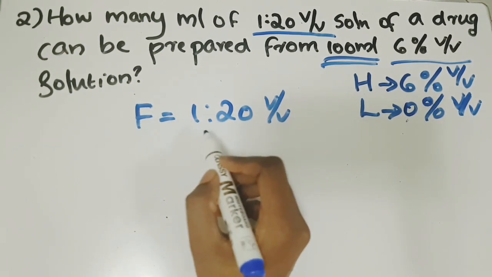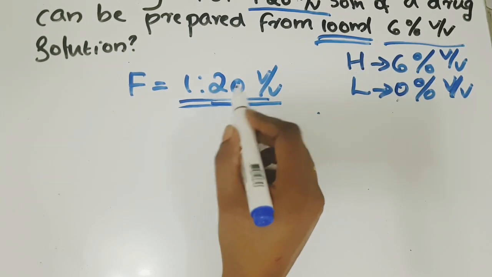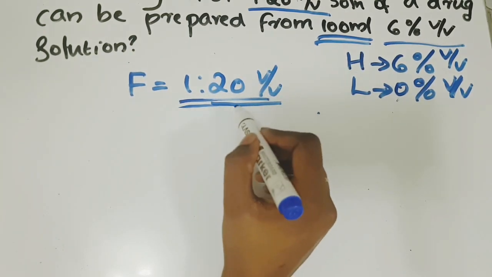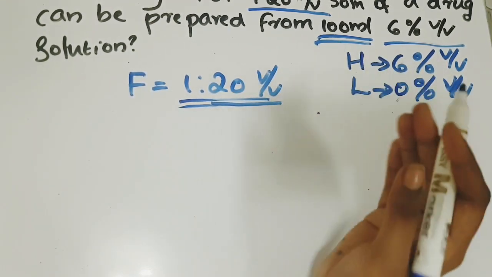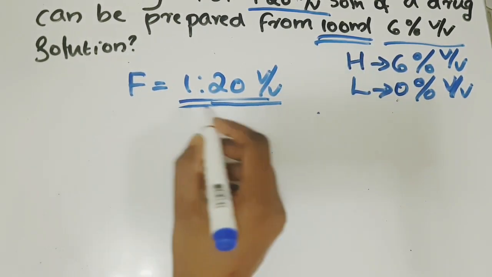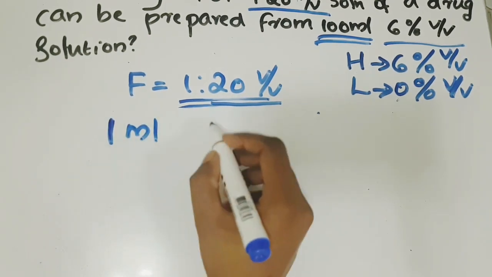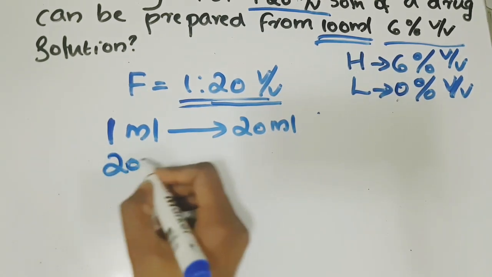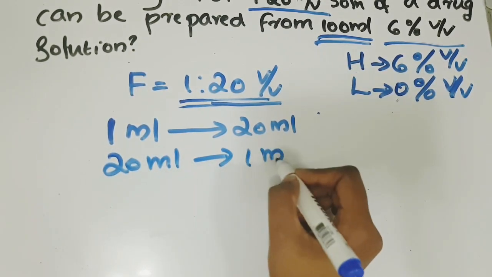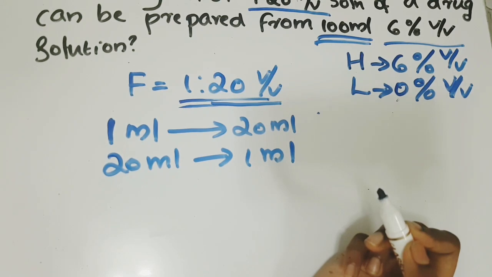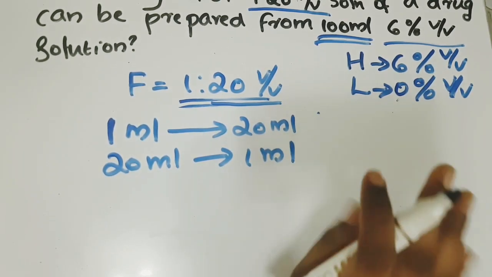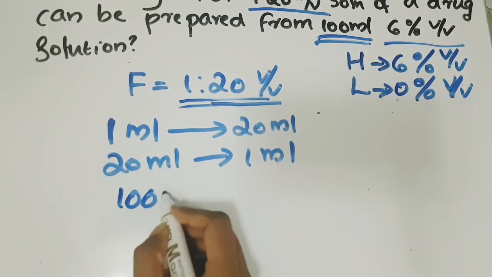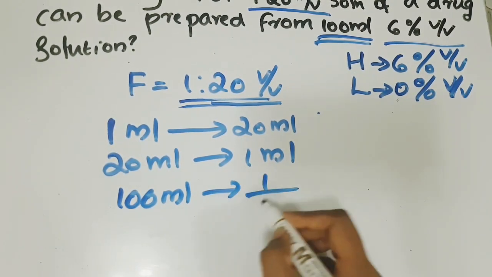Okay, so here the final concentration is expressed in terms of a ratio, that is 1:20 volume by volume. So we have to convert this into a percentage strength. Okay, so here 1 ml of drug will be present in 20 ml of solution. So 20 ml solution contains 1 ml drug. So in order to find this in percentage, we have to find how much quantity is present in 100 ml of solution. So in 100 ml, the quantity of drug will be 1/20.